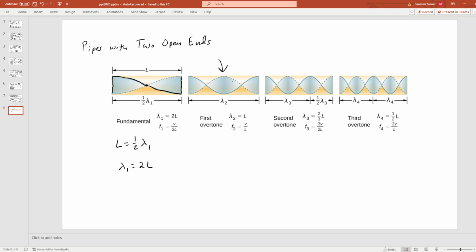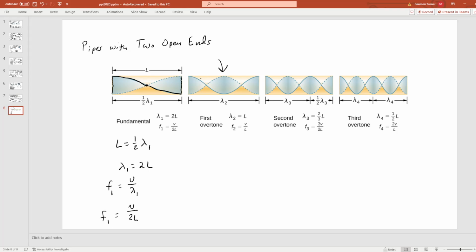Okay, so if I had a pipe twice as long and I were to establish this pattern in it, then that would be the condition when the wavelength equals the length of the pipe, right? Which is exactly what we see here. But before we go there, let's come back and remember that our frequency is equal to our speed divided by our wavelength. So that means that F1 is equal to V divided by lambda 1, and therefore this is equal to V divided by 2 times the length of the pipe, right?